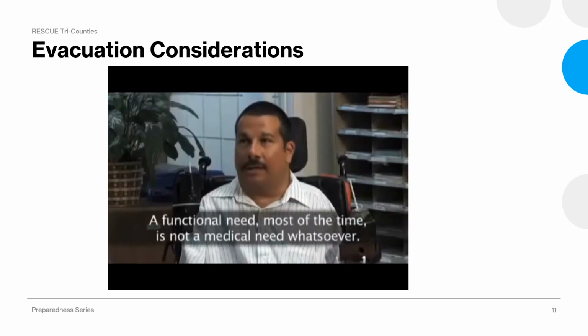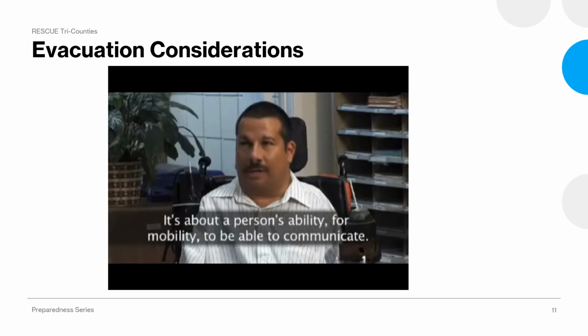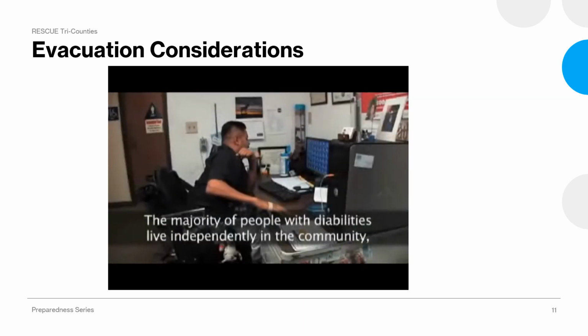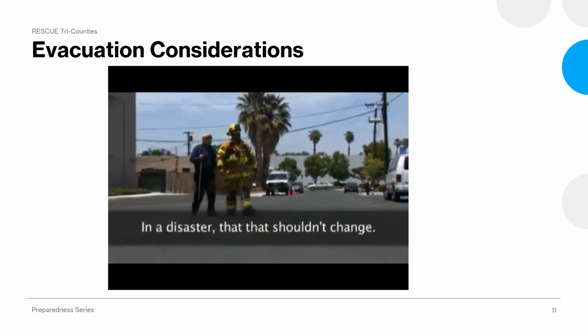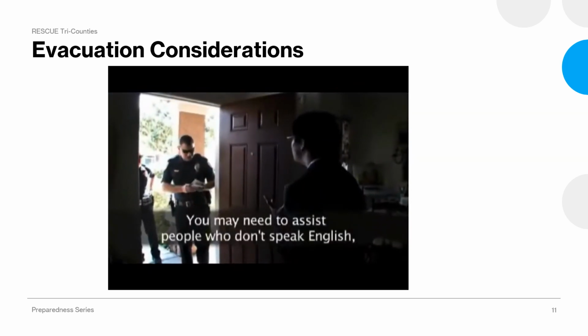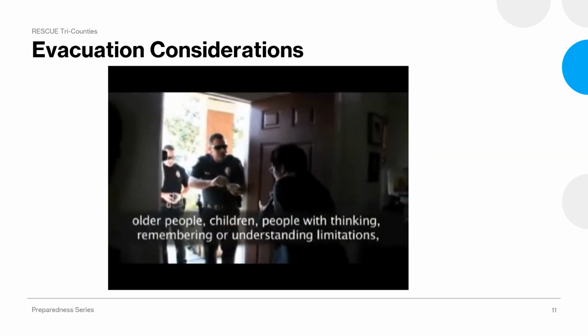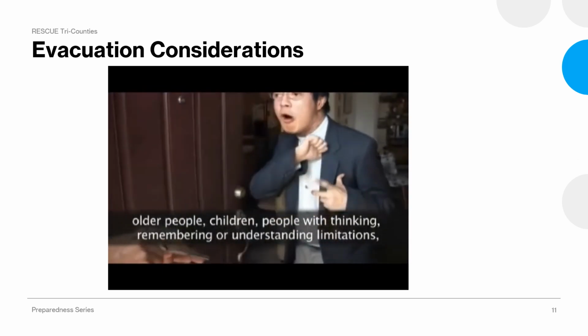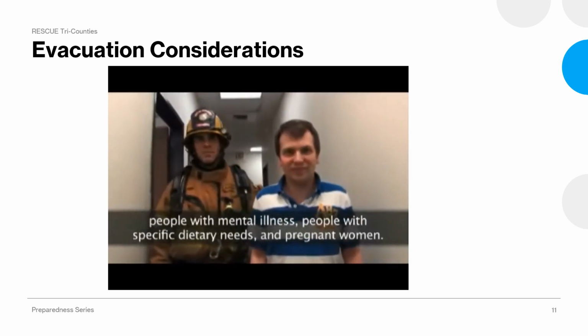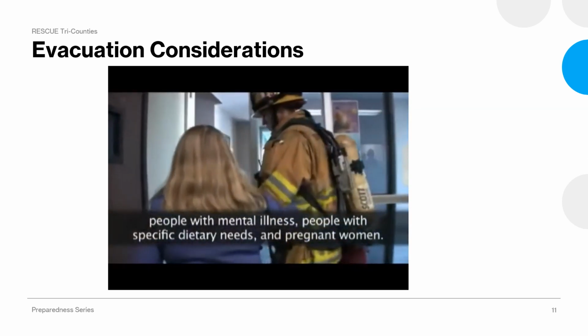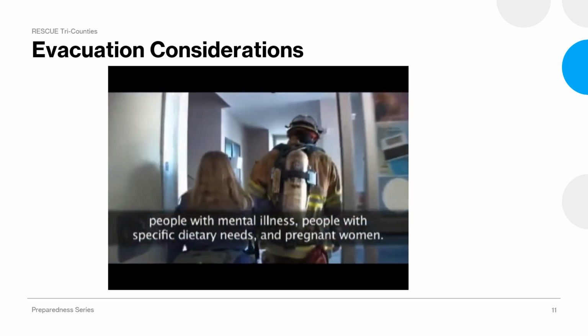A functional need most of the time is not a medical need whatsoever. It's about a person's ability to be, for mobility, to be able to communicate. The majority of people with disabilities live independently in the community, and that's so critical for everyone to remember in disaster that shouldn't change. You may need to assist people who don't speak English, older people, children, people with thinking, remembering, or understanding limitations, people with mental illness, people with specific dietary needs, and pregnant women.